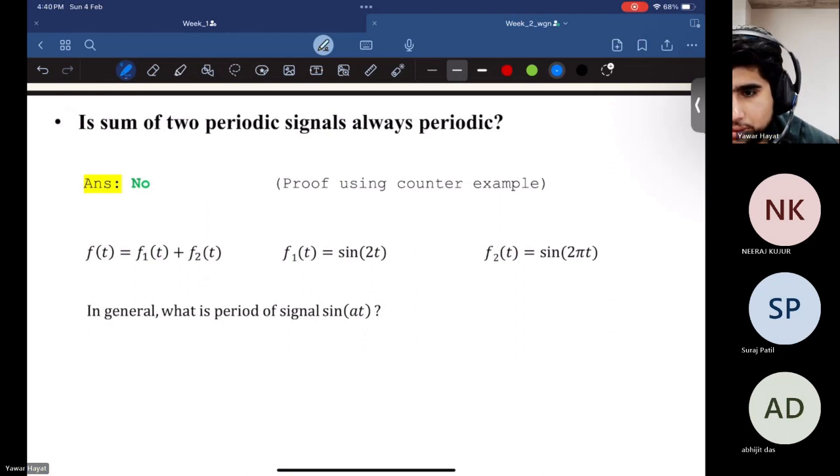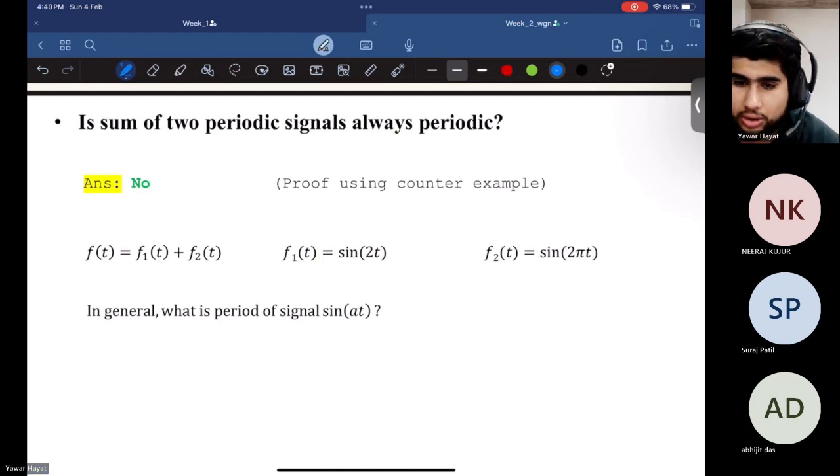Does this seem obvious, that the sum of two periodic signals should not be periodic? I mean, the case when it won't be periodic. No, sir, it seems like they should be periodic. Okay, then let's have a look at one of the cases. The example is that this f1 of t is sine of 2t, and this f2 of t is sine of 2 pi t.